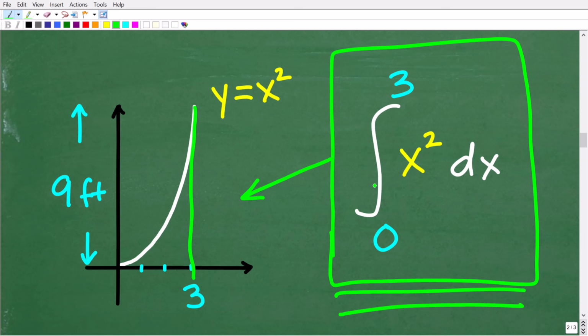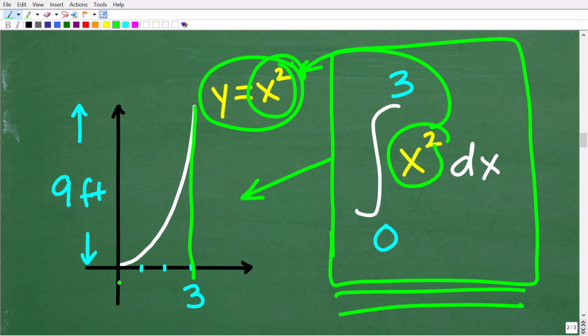So this symbol in calculus is called an integral, and it tells us the area underneath any curve. Now what curve do we have? Well, we have the y equals x squared curve. So what we're saying here in calculus is, hey, give me the area underneath the x squared curve starting from 0. Now remember, this pool is 6 feet wide, but we're only finding the area of 1/2 of the curve.